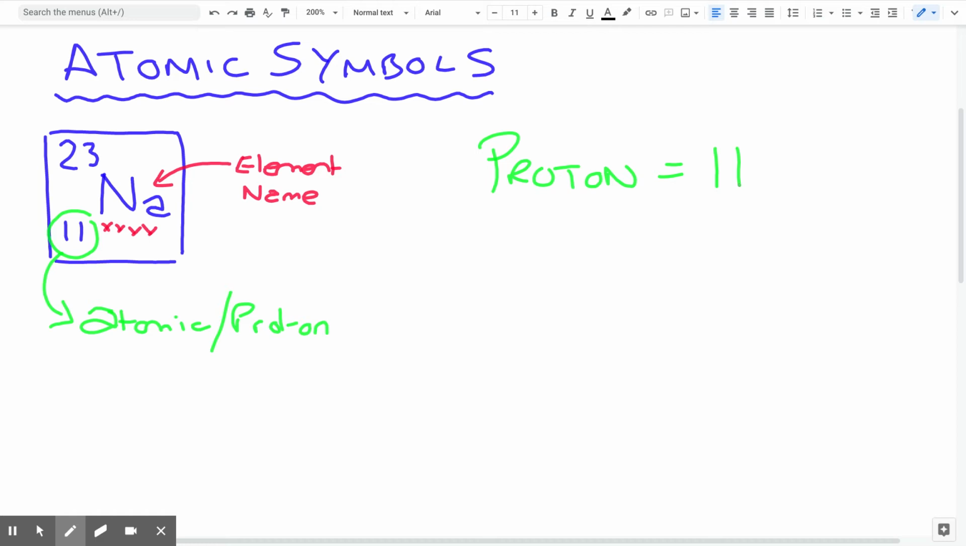If you change the number of protons within an atom, you change the identity of the atom. So, for example, if we were to add one more proton to this, we would stop it being sodium, and for example, we would create magnesium.